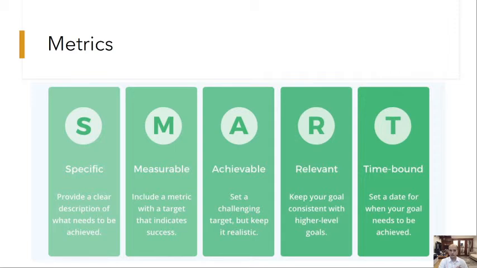Like it should be accurate. It should be cost effective to calculate that particular metric. If it is very difficult to calculate, if the cost is going to be very high every time, then I'm not going to calculate that metric again and again. So it should be very cost effective also.